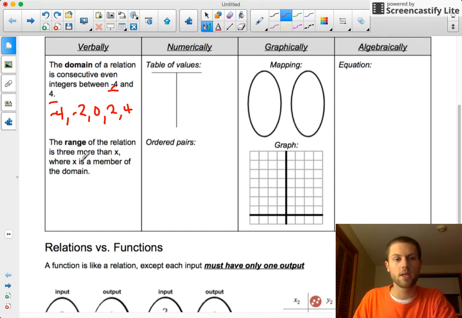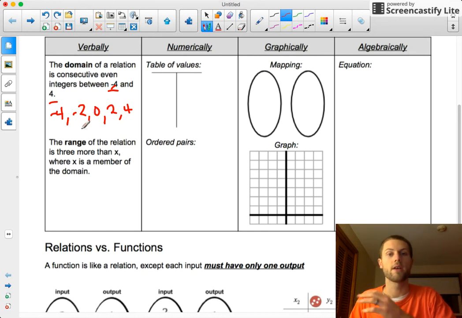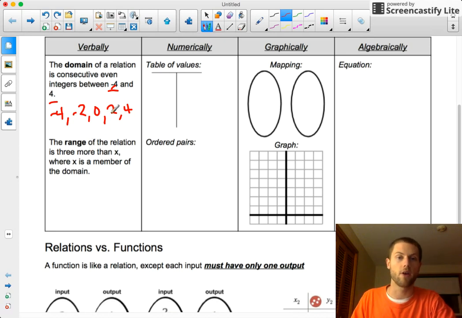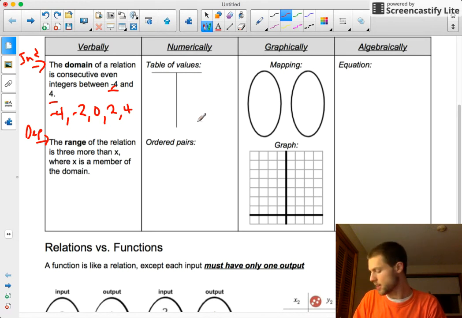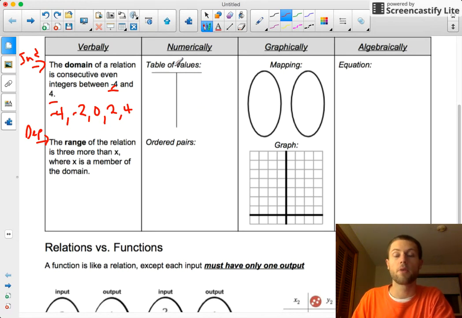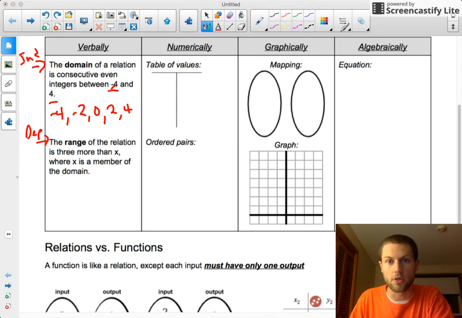So what we're already seeing here is that the range usually depends on the domain. We talk about x and y values like they're independent and dependent variables, and that's true with the domain and range as well. X would be our independent, and y, or our range, will be our dependent variable. So that's how we could verbally talk about domains and ranges and relations. We can also create a table of values that reflects domains and ranges and a relation as well.